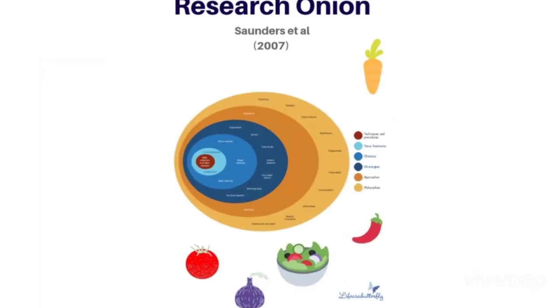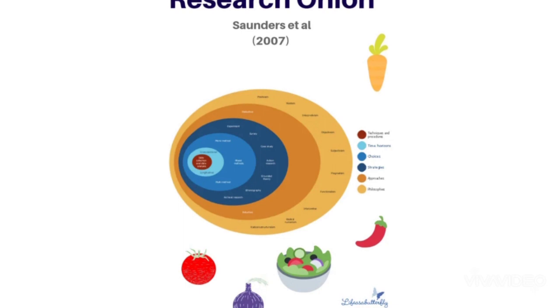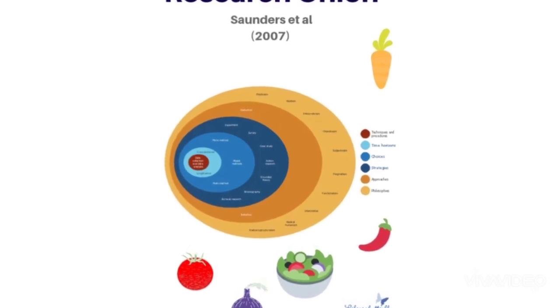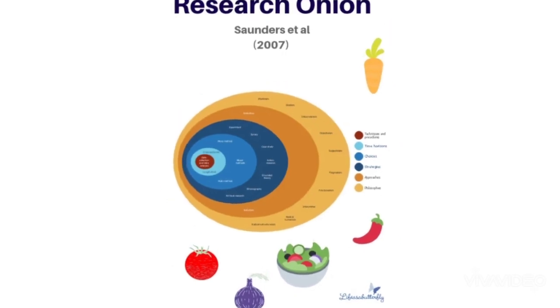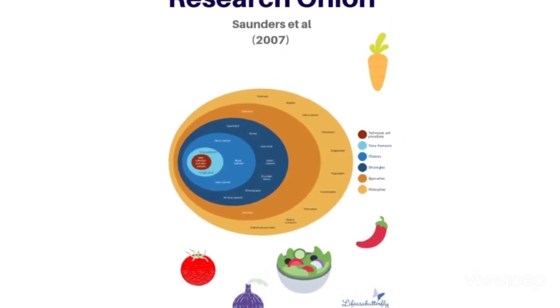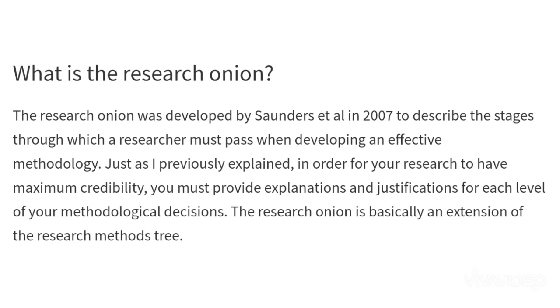This builds on from the concept of research philosophy, giving the simple analogy of a tree which demonstrated how philosophy is inherently linked to research design. What is the research onion? The research onion was developed by Saunders et al. in 2007 to describe the stages through which a researcher must pass when developing an effective methodology. The research onion is basically an extension of the research methods tree as shown in the following figure.